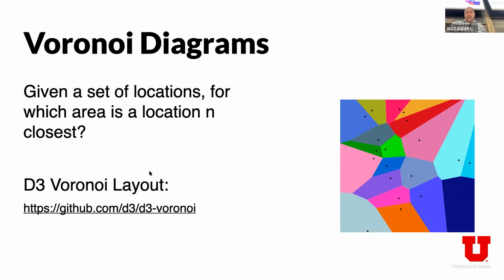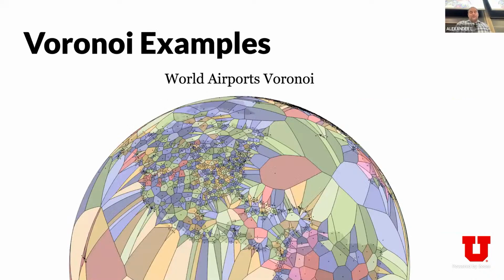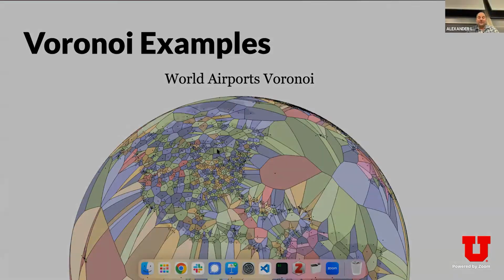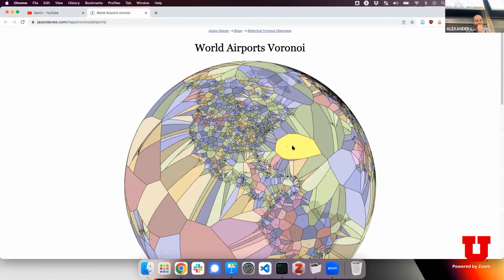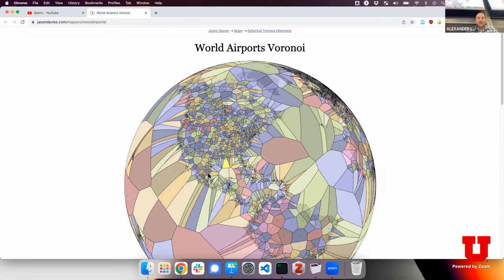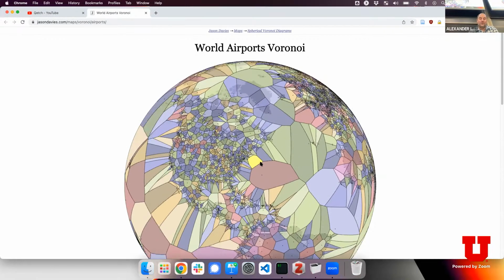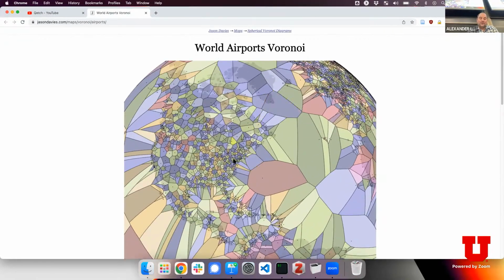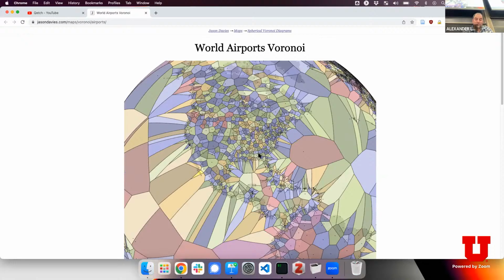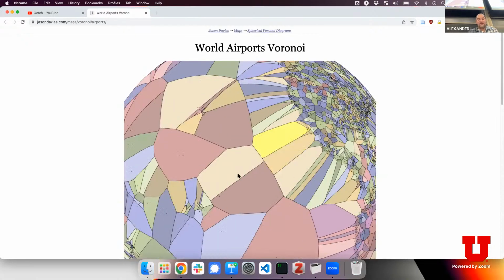D3 has a Voronoi layout. And here's this example with the world map's Voronoi diagram. These are actually the airports of the world. You can rotate and zoom in. And you of course see that on the eastern seaboard, there are lots of airports. It's very dense, but then above the oceans, we have these very large cells, right?